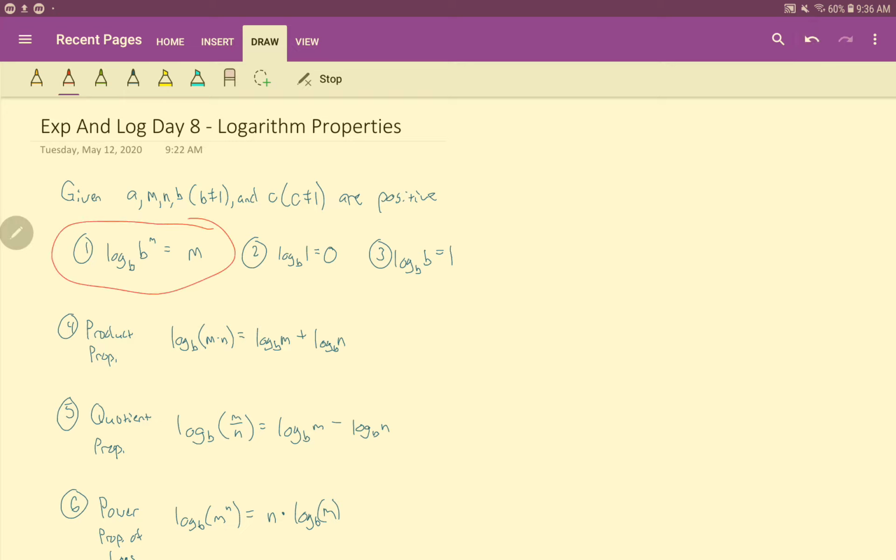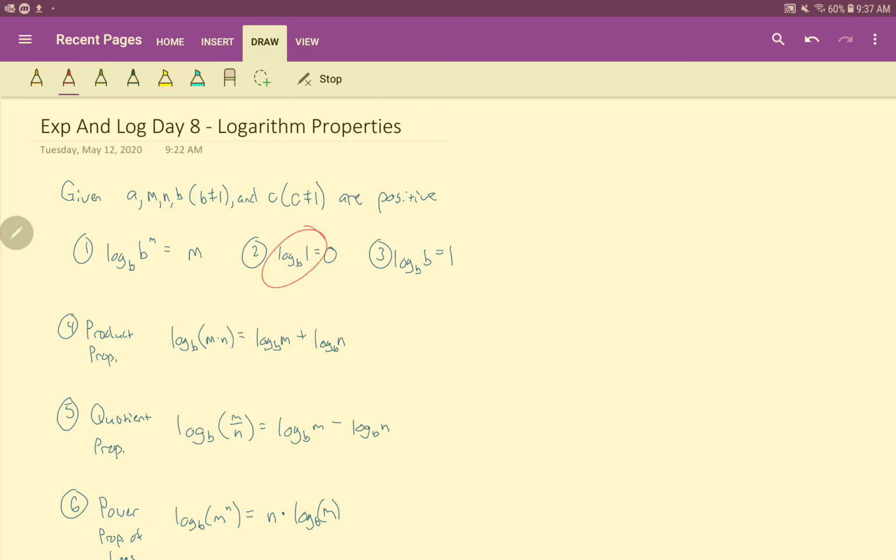Number 1, log base B of B to the M is M. This should make sense, because if you have log base B of B to the M, and you want to know what that equals, remember, if we rewrite in exponential form, B to the what equals B to the M. Well, if they have the same base and they're equal, then what must be true about their exponents? These two must be equal as well. So that's why we just get the M there at the end, by rewriting logarithms in exponential form.